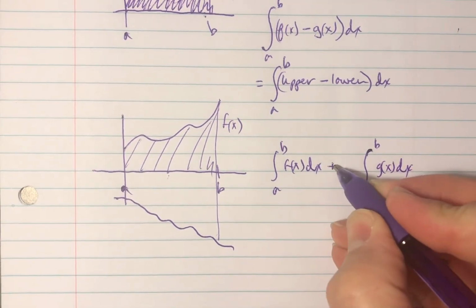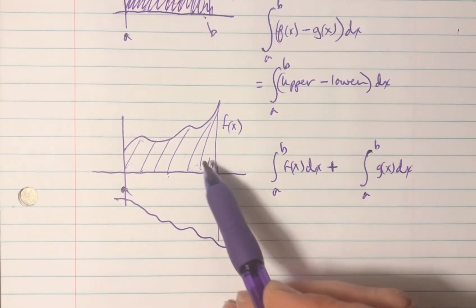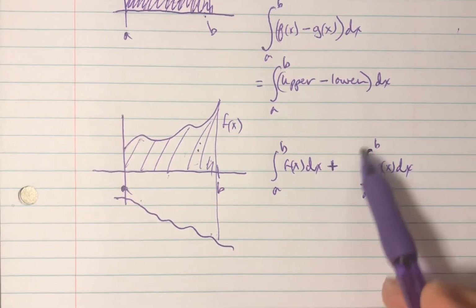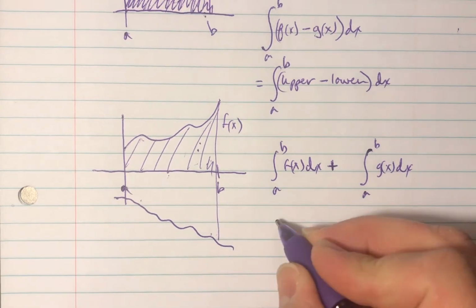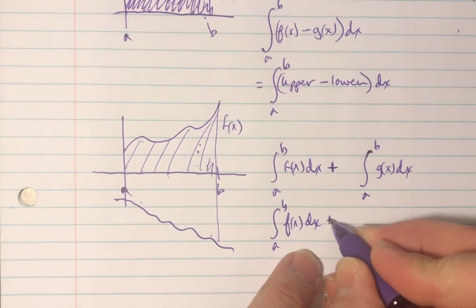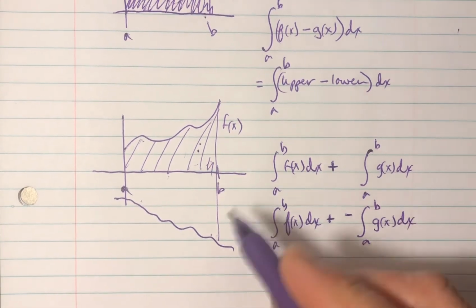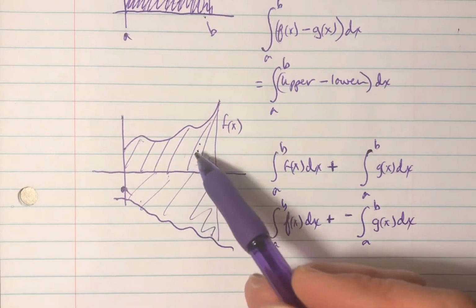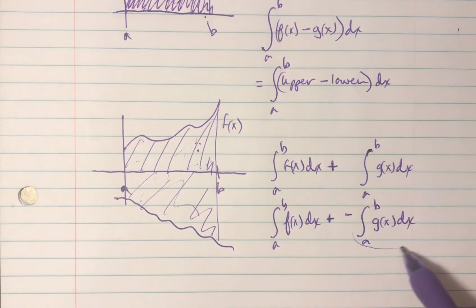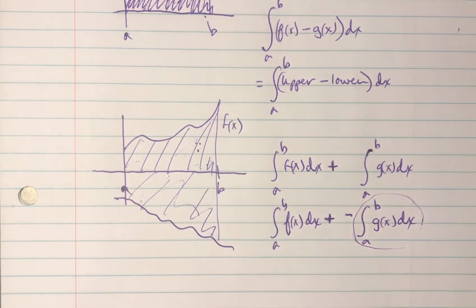So if we would add these two integrals together, this area is positive, this area is positive, but the value of this integral is negative. And so if we do this, f of x dx, if we add the opposite of that integral, then we will actually get the combined areas, the one above the x-axis and the one below, because this integral is negative, and if we add its opposite, then we will get the combined area.